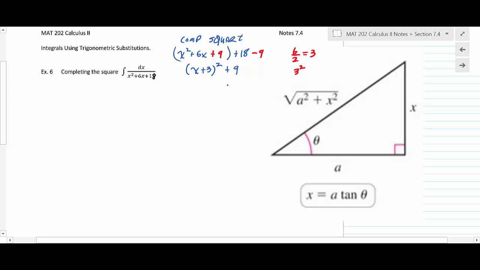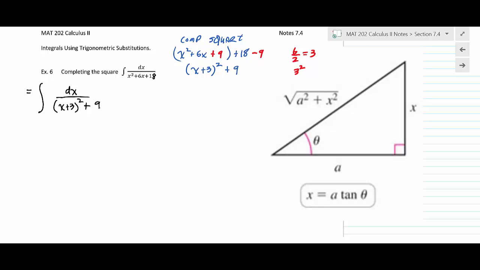Okay, so what we're going to do with this one then is we're going to rewrite this integral kind of like this. When I do this, I want to rewrite this as the integral of dx over (x plus 3) squared plus 9, like that. Now that looks like kind of a u substitution integral, doesn't it? And we've done this integral, we just haven't done it with this technique. So we're going to look at this with a little bit different technique.